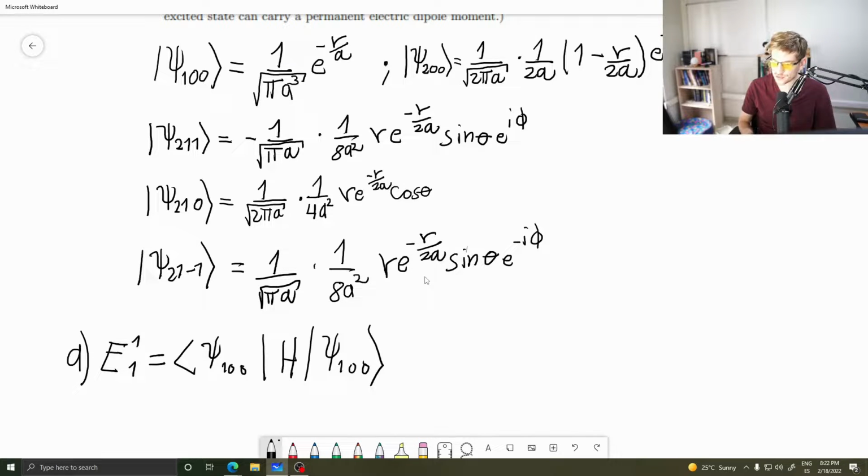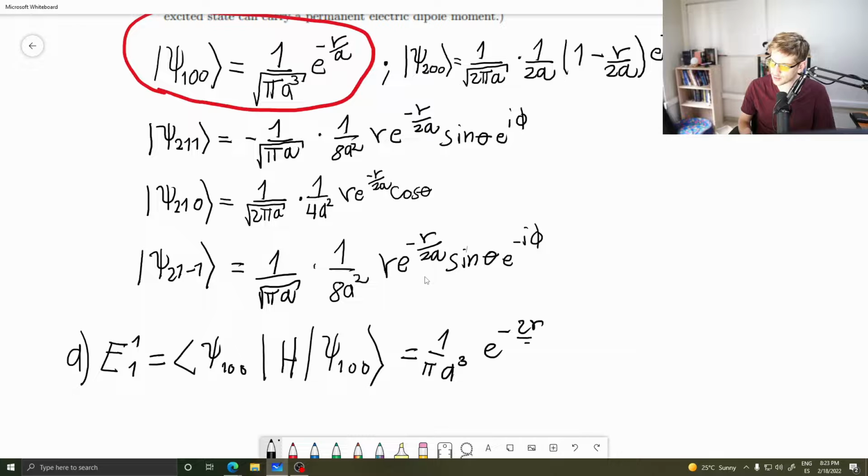And that says, of course, that the energy correction will simply be the expectation value of the perturbation with our wave functions. Okay, so let's calculate this. So psi 1 0 0 is what we have right here. So let's use it. So we're going to have this thing squared. So we get 1 over pi a cubed e to the minus 2r over a. Of course, we are going to be integrating over all of this.